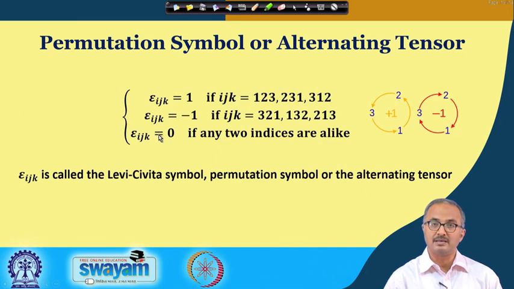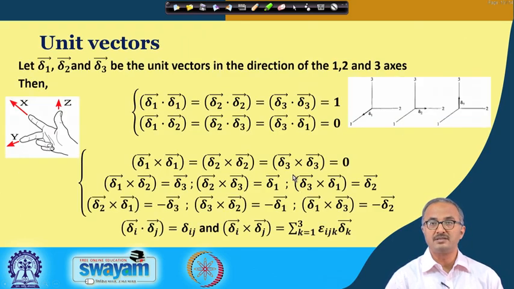And in case two of these indices are the same, that means if 1 1 k or 2 2 i, some kind of like this, in that case we will find this will be 0. Sometimes it is also called the Levi-Civita symbol. And now we shall see how all these representations help us.